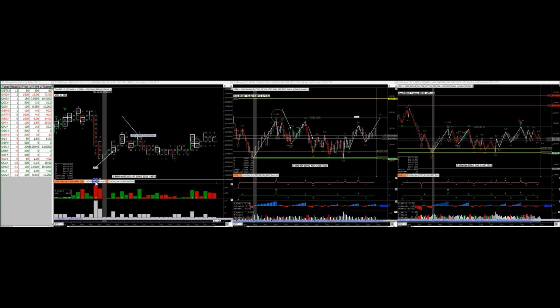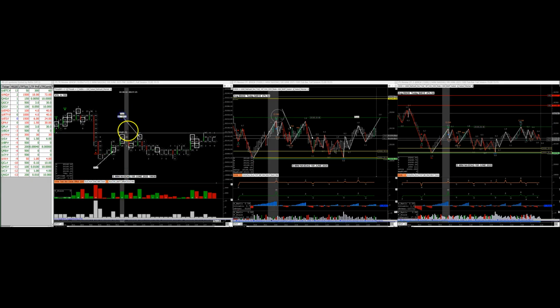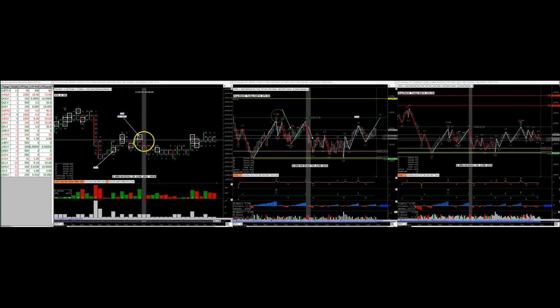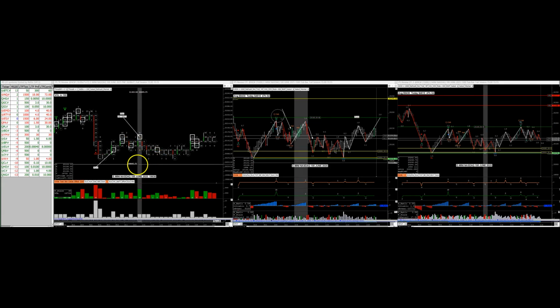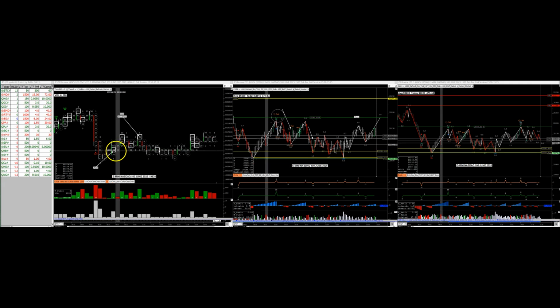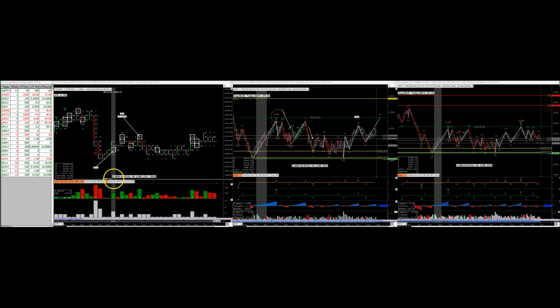So we'll indicate that that's distribution. How do you know? High volume, no follow through, followed by ease of movement to the downside. So that took it all the way back down. When it took it all the way back down, the same area where they were buying activity, there was reaccumulation.